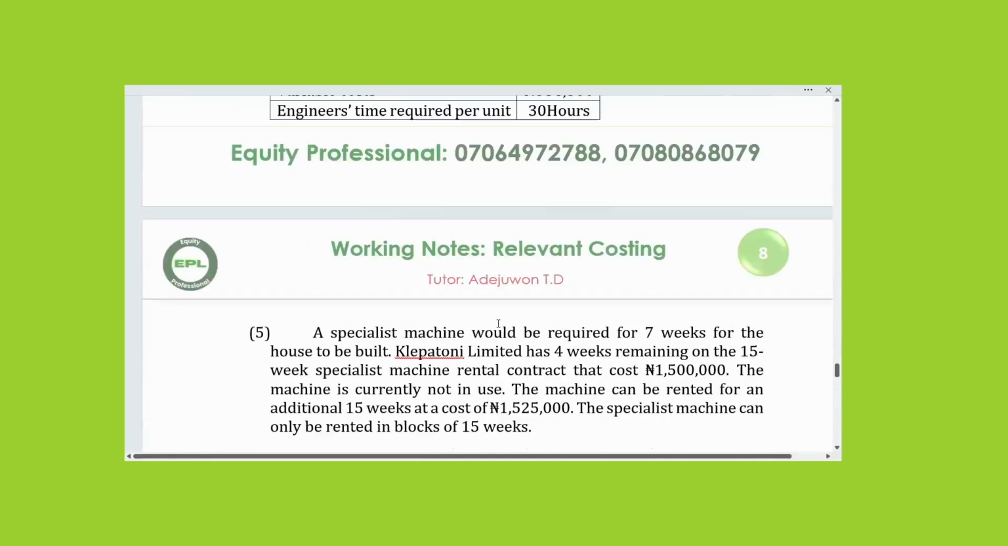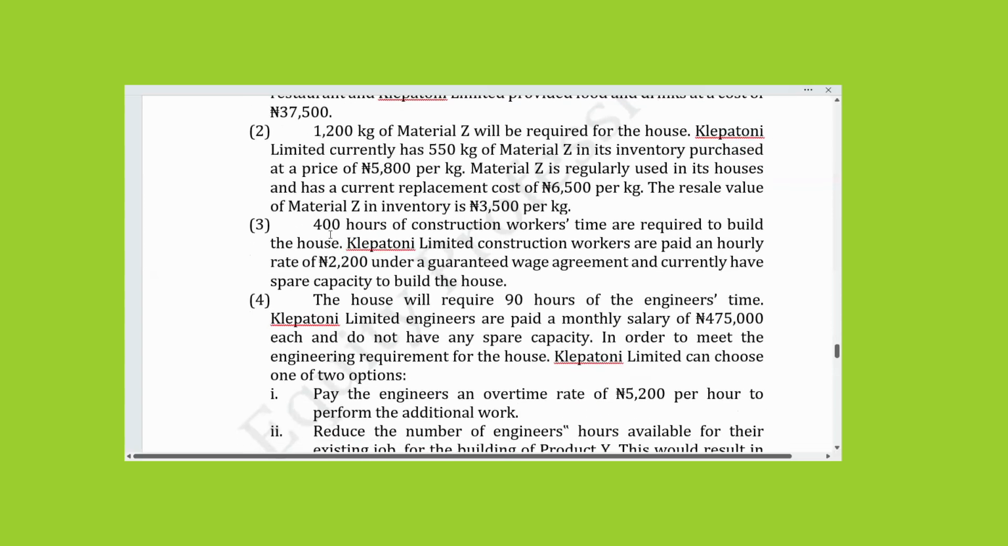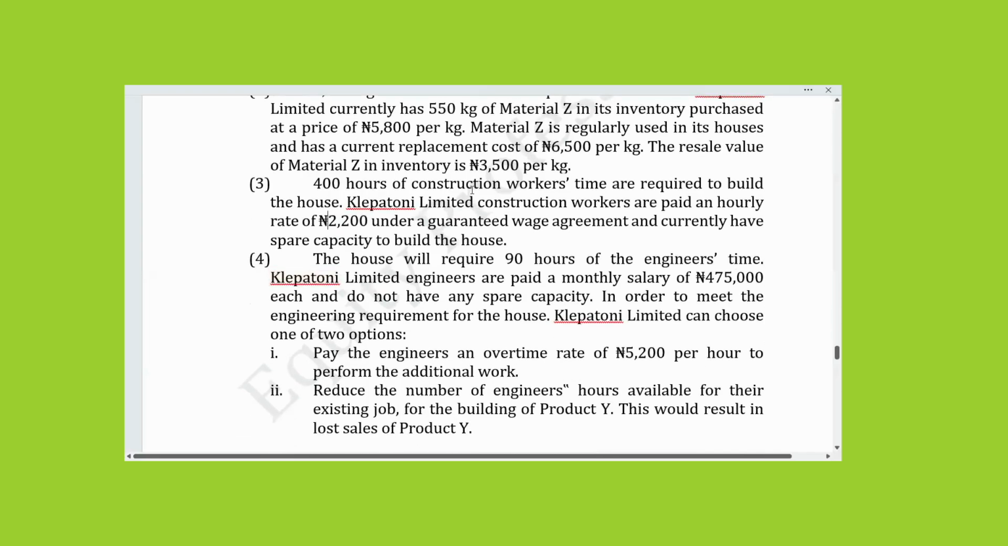Item number 3. So for each of them, you have to state your assumptions. Then number 3, 400 hours of construction workers are required to build the house. Clepatoni Limited construction workers are paid an hourly rate of 2,200 naira under a guaranteed wage agreement and currently have spare capacity to build the house. So, how do we treat this information? 2,200 naira, relevant or irrelevant? If you know, you raise your hand. So, yes, Nancy, talk to me.